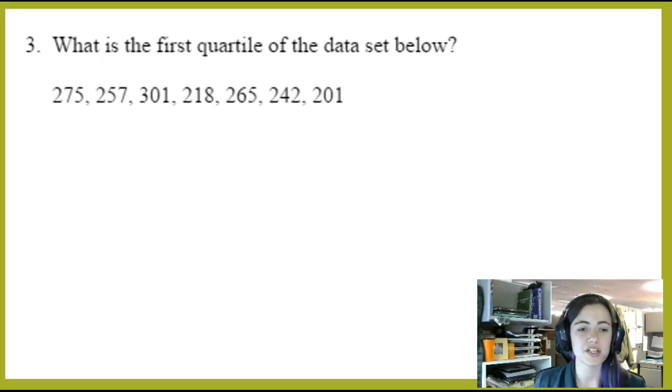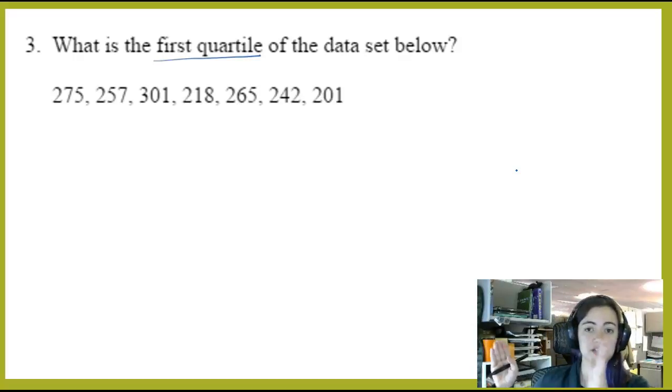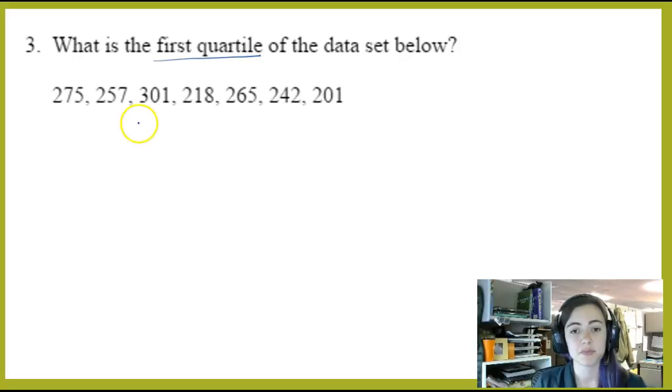For 3 and 4, it's actually the same data set, but they ask different questions, different things you have to do with it. So the first one says, what is the first quartile? So when you arrange them from least to greatest and you find that median, that middle, it splits it also into 2 sections, the first half and the second half. The first quartile is the median of the first half. The third quartile is the median of the second half. Let's arrange these from least to greatest first.